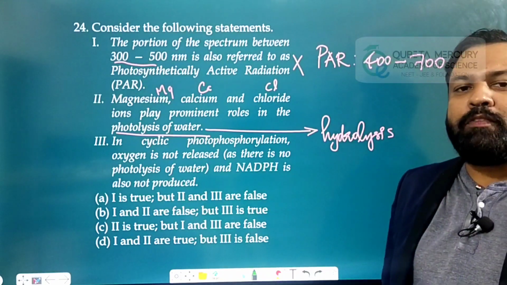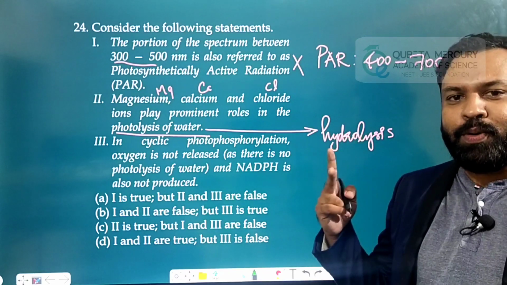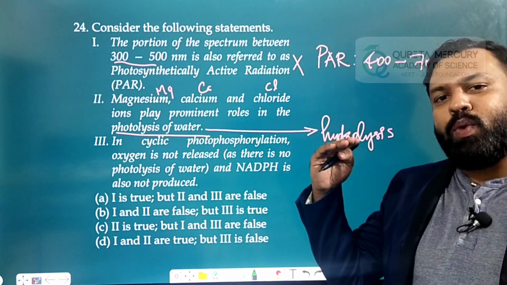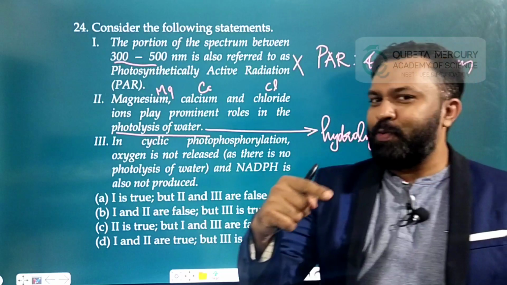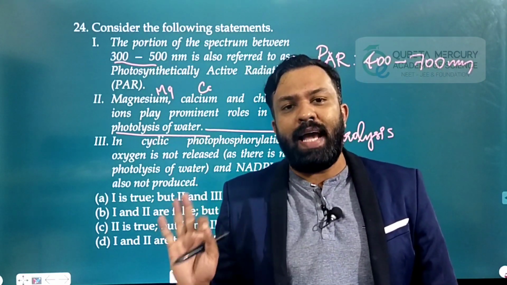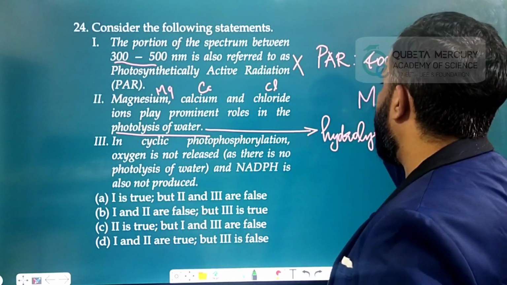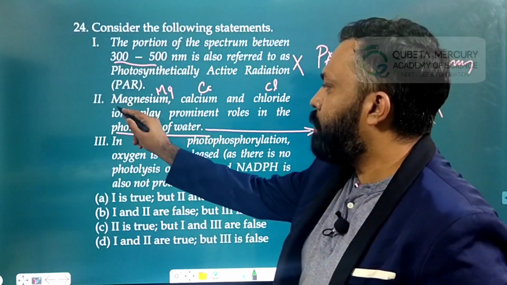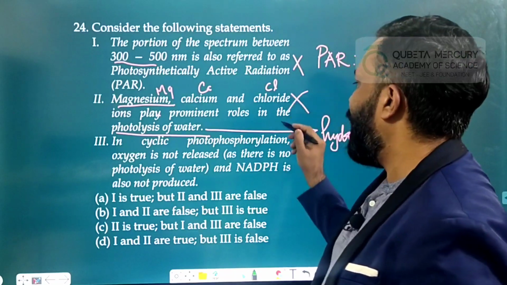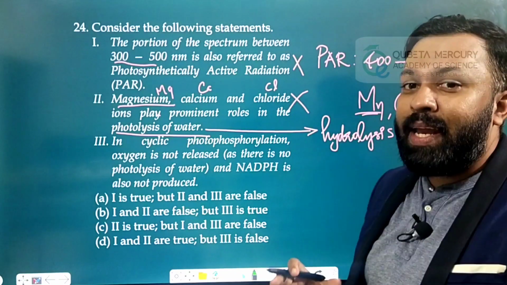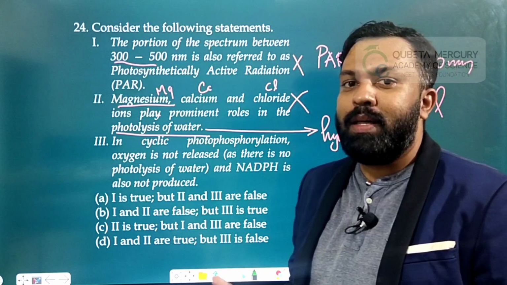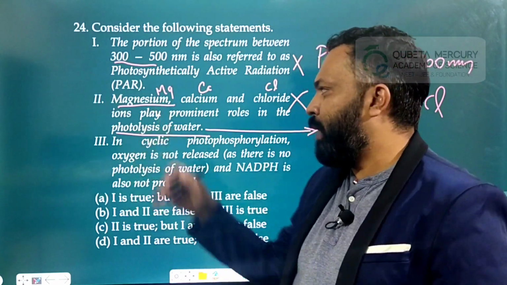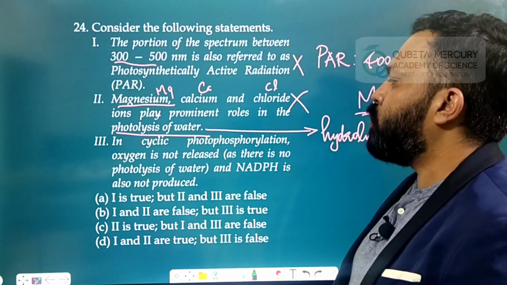That is associated with photosystem 2, PS2, of the thylakoid membrane, located towards the inner surface close to the lumen, where we find a photolysing enzyme complex associated with manganese, Mn, calcium and chlorine. Here it is stated as magnesium, so it's wrong. Actually, it should be manganese, calcium and chlorine. They are the components of the photolysing enzyme, not magnesium. So statement 2 is also wrong.